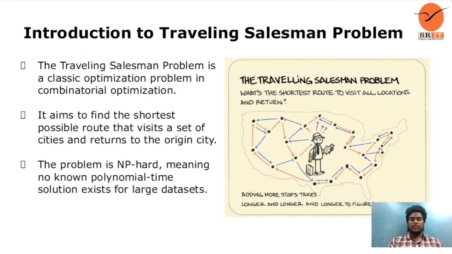Introduction to traveling salesman problem. The traveling salesman problem is a classic optimization problem in combinatorial optimization. It aims to find the shortest possible route that visits a set of cities and returns to the original city. The problem is NP-hard, meaning no known polynomial time solution exists for large datasets. You can see the diagram of the traveling salesman problem on the right side of the slide.